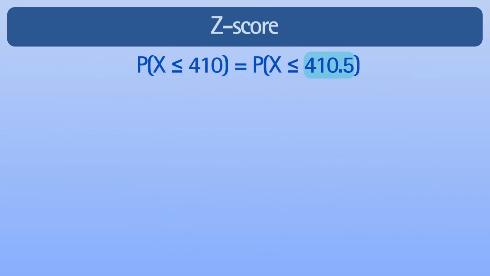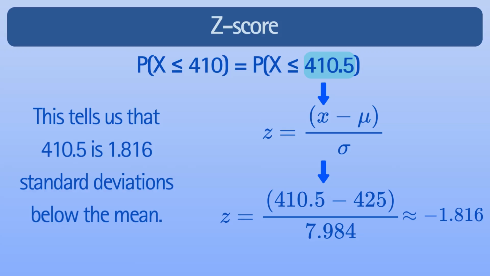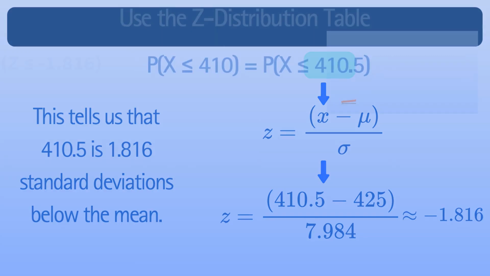Now we convert this value to a z-score using the following formula. This tells us that 410.5 is 1.816 standard deviations below the mean.